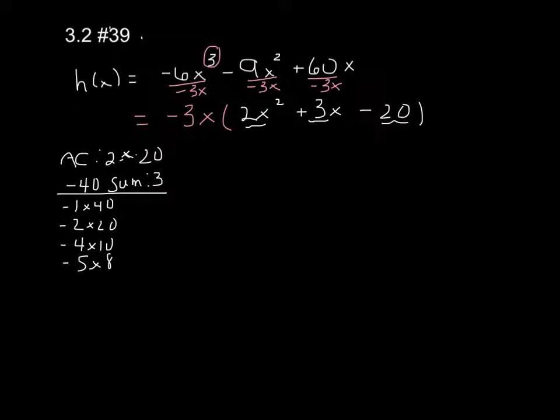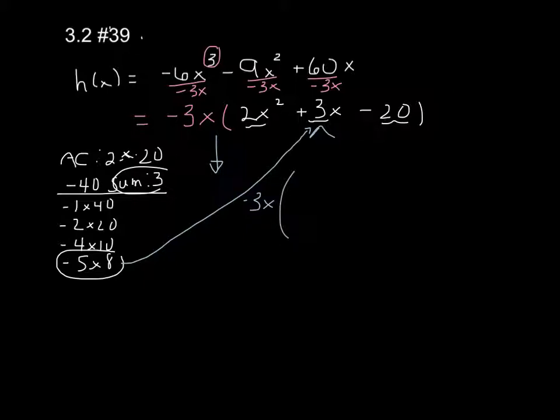Now if I search here, I can see that a sum of 3 is what I get when I add negative 5 and positive 8. So now I'm going to take that sum and break apart the middle term 3x using the coefficients of negative 5 and 8 for the x. So, bringing this down, negative 3x, and then I'm breaking apart 2x squared minus 5x plus 8x minus 20. If you add negative 5 and 8, you do get the positive 3 that we initially had.